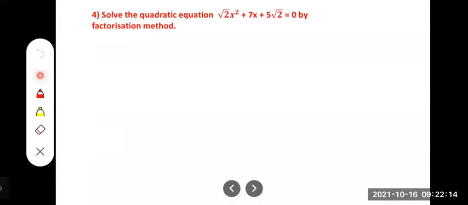We'll see one more sum. See here, this is another type. This is x square, coefficient more than 1, but here they have given a root, root 2, and here also root 2 is there. So when they give in this way, this one is for 3 marks, you may get this type of question. Okay, so we will see how we can solve this type of question. Root 2x square plus 7x plus 5 root 2 equal to 0.